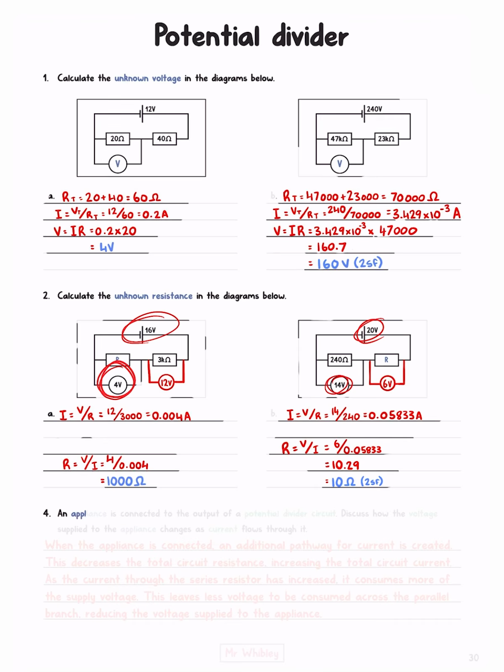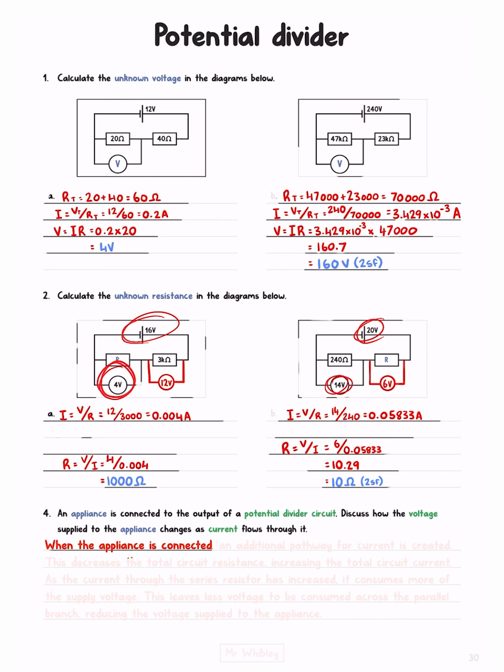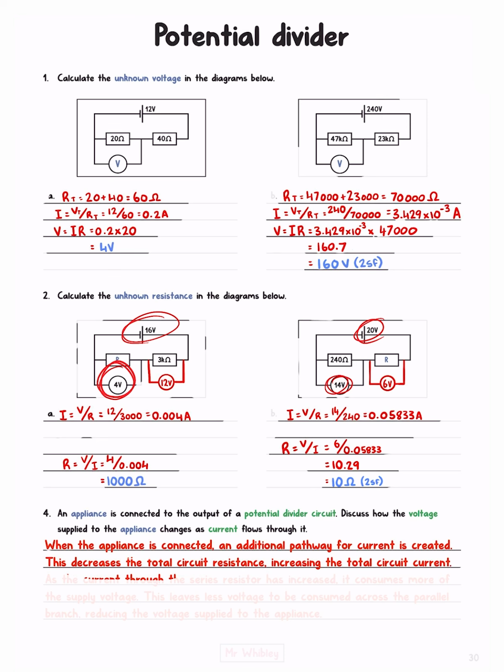Question 3. An appliance is connected to the output of a potential divider circuit. Discuss how the voltage supplied to the appliance changes as current flows through it. When the appliance is connected, an additional pathway for current is created. This decreases the total circuit resistance, increasing the total circuit current. Since we know that V is equal to IR, if our voltage stays the same, and we decrease the resistance by adding another pathway, then we increase the current.